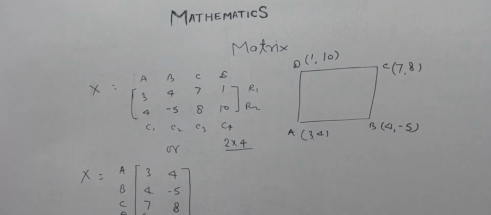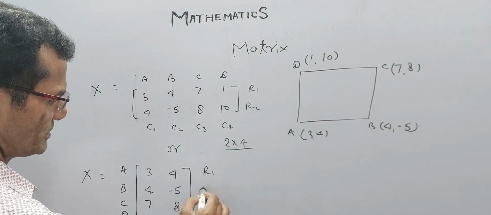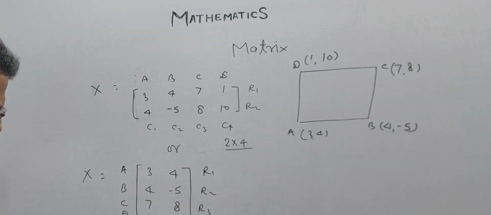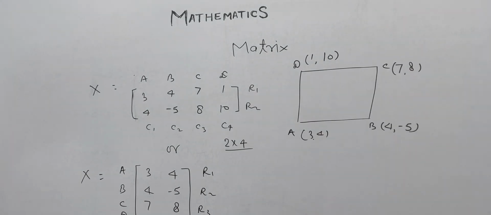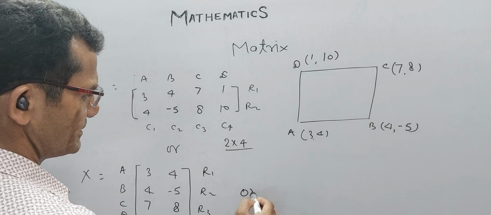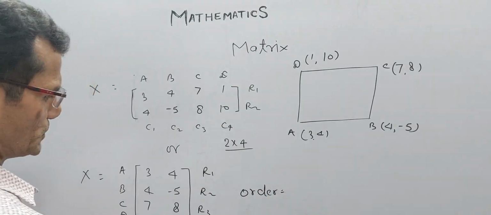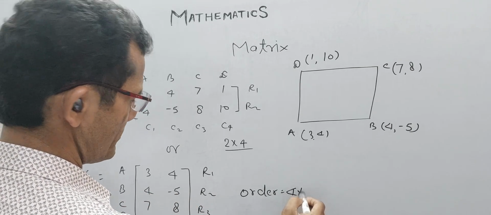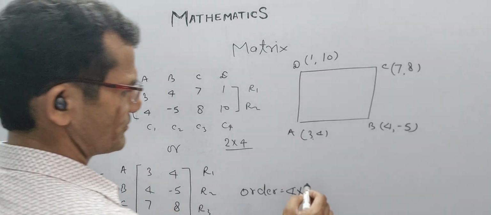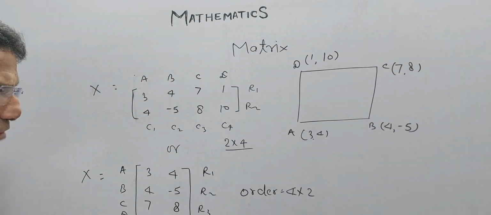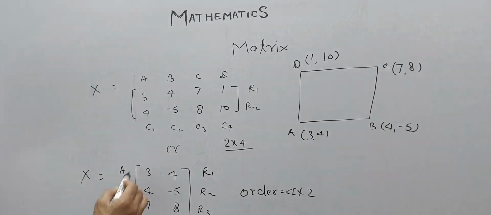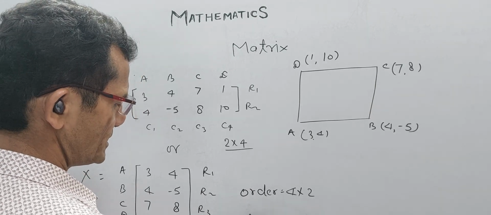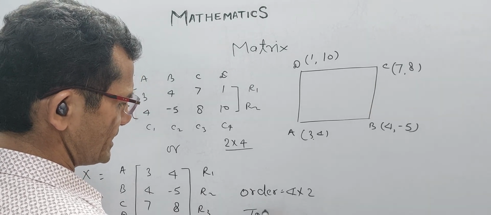It has row number 1, R1, row number 2, row number 3, and row number 4. And these are the columns, C1 and C2. In this way, the order of this matrix is written with the total number of rows first. How many rows? There are 4 rows, and 4 times how many columns? There are 2 columns, so 4 by 2. How many elements are inside this? These numbers are known as the elements or entries. So the total number of elements is 4 into 2, which is 8.